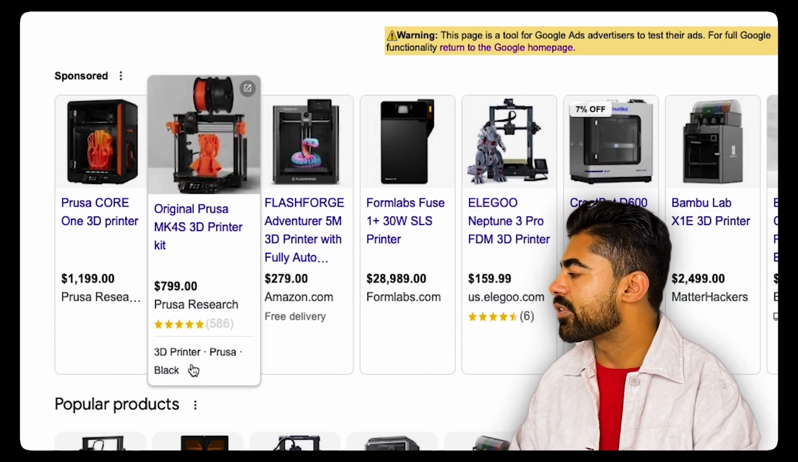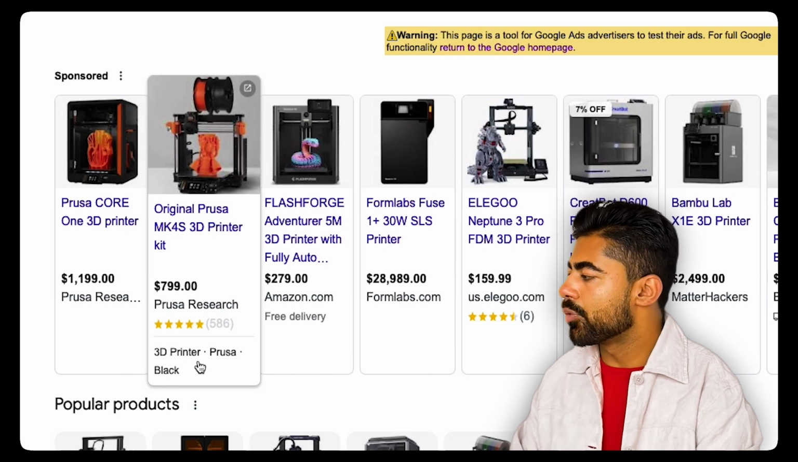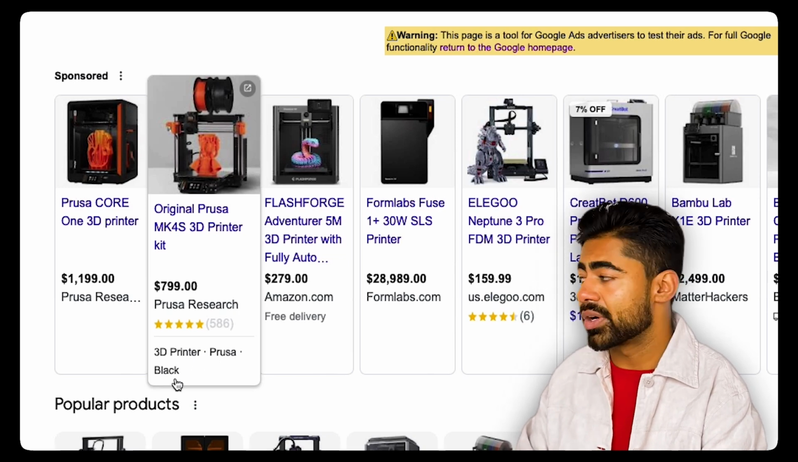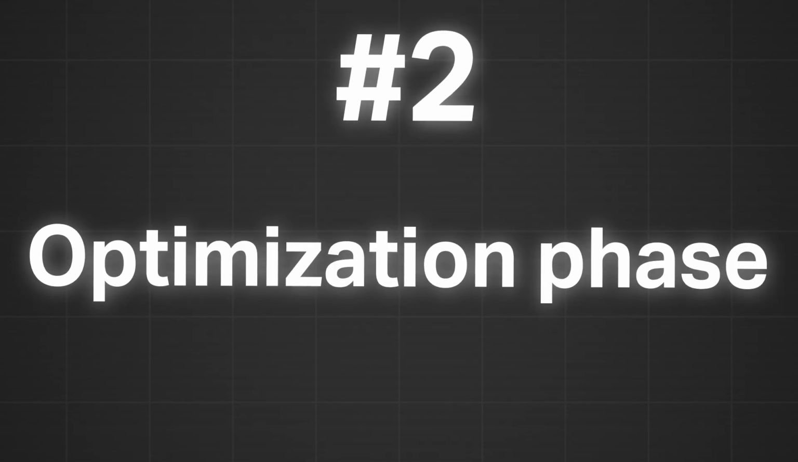They're doing things such as adding information in the back end, which is why it says 3D printer, Prusa Black right over here. But that's the first step, the research phase of your ads. Now, this brings us to the second stage of going past $250,000 every month, which is the optimization phase. To get the algorithm on your side, you need to optimize things. You need to optimize your foundation.